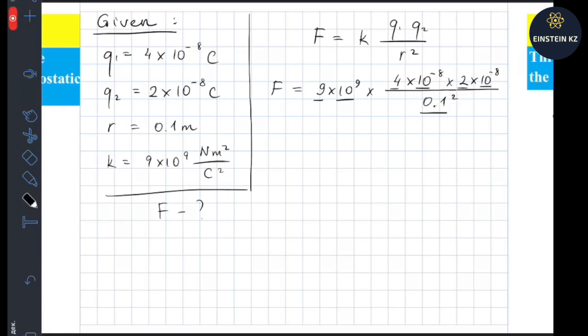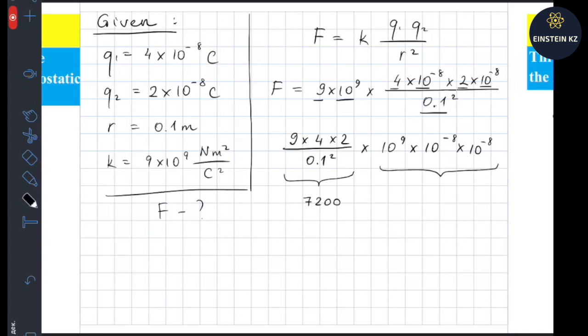So that's why we firstly divide the numbers to one side. So 9 times the next number is 4, then we have 2 divided by 0.1 squared. We multiply, then here we have tens, 10 to the power of 9 times 10 to the power of minus 8 times 10 to the power of minus 8 once again. If you calculate this side, you will have 7,200, and if you calculate this side, you will have something like 10 to the power of minus 7.